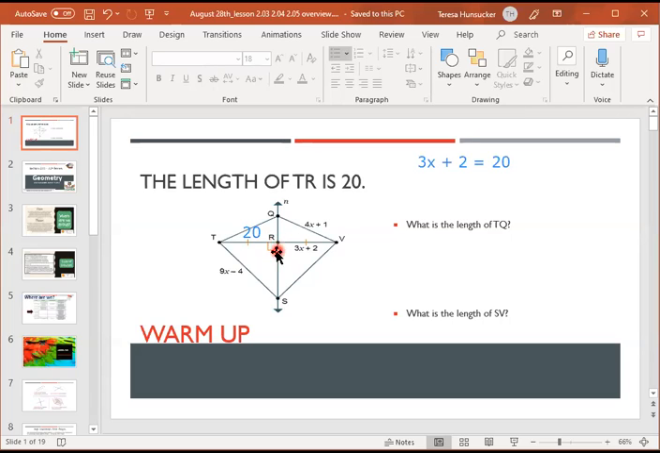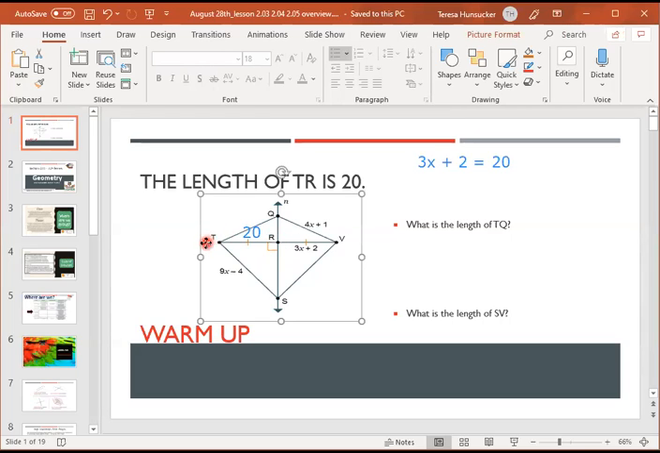All right, so R is the same distance to T as it is to V. Q is on the same line as R, so Q is the same distance to T as it is to V, and S is on the same line as Q and R, so any point on that line is going to be the same distance to V as it is to T. Now I need the length of TQ, which is right here.